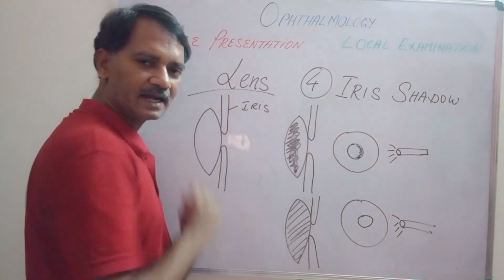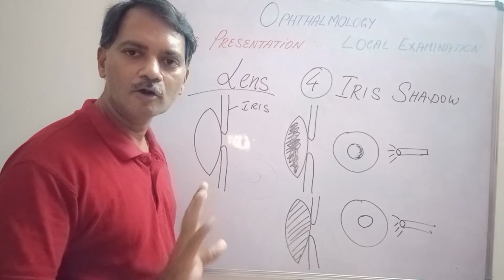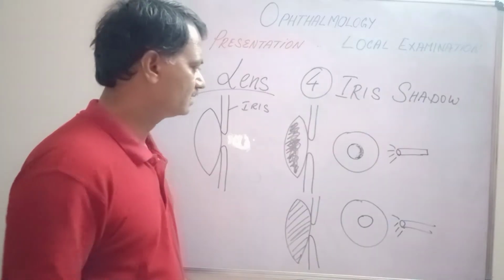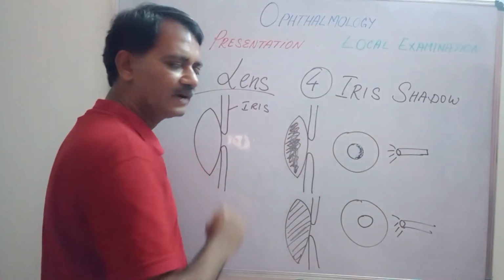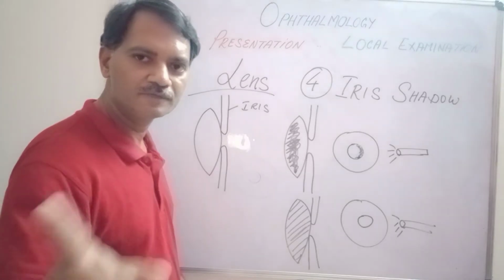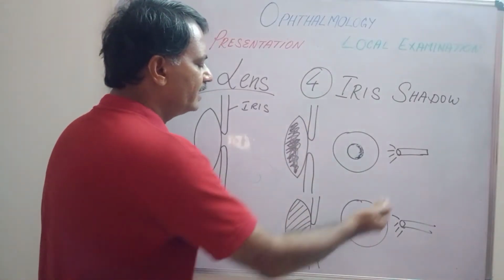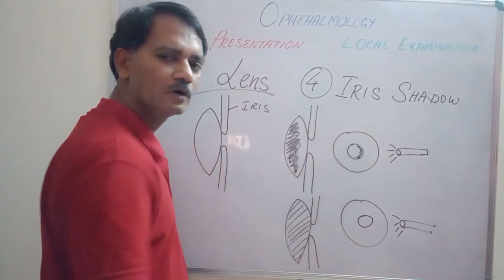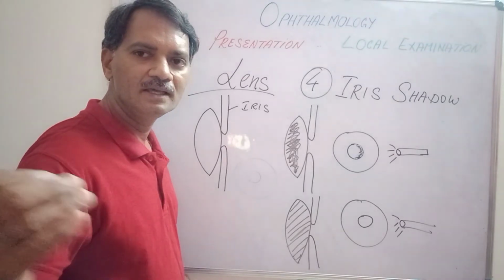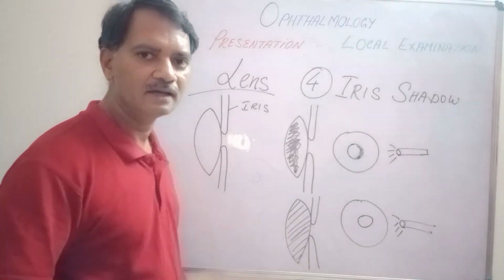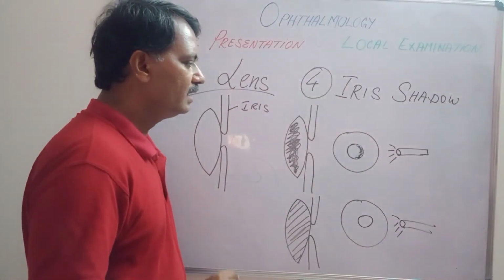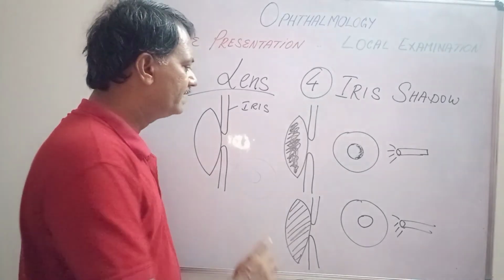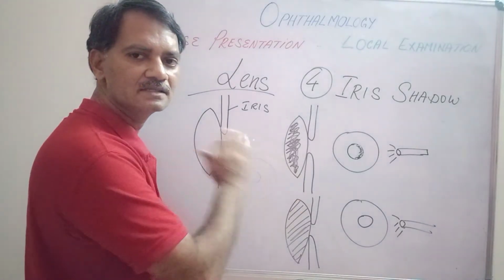In immature cataract, all the lens fibers are not opacified. There will be some lens fibers which are not opacified. If you have some clear lens fibers between the cataractous portion of the lens and the iris, and you throw light from the temporal side, you can see a crescentic shadow falling on the same side of the illumination in the pupillary area. This is called iris shadow. This is because of some amount of clear lens fibers between the cataractous lens and the iris.